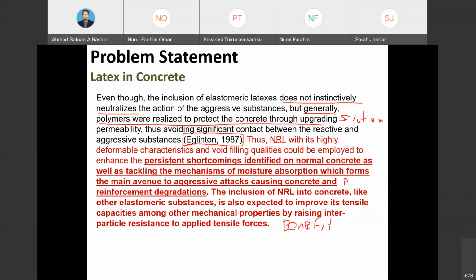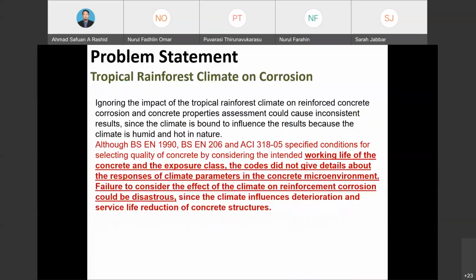So the one that they line problem statement. This is the problem statement as well. So from there, the reader knows what problem you want to emphasize, and then what benefit we can get from this study. Tropical reinforced concrete and corrosion. So this is on the corrosion problems. This is the main issue, or we can also call it a problem statement.